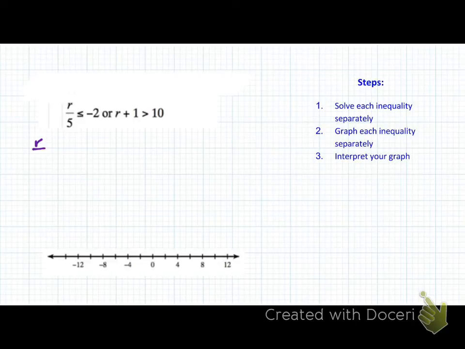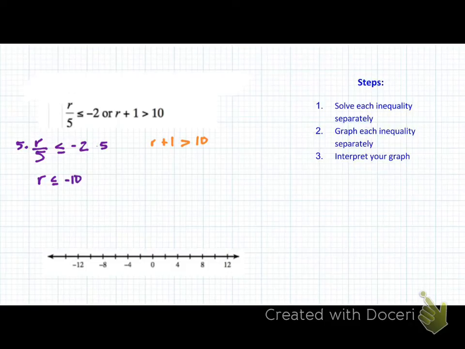So the first equation, I'm going to do this quickly. I'm just going to ask you for what you think. Okay, so I'm rewriting this. R plus 1 is greater than 10. Okay, first equation. Are there any subtraction signs by the r? Addition signs? Division signs. What's being divided? What's the opposite of divide by 5? Good. Multiply by 5 on both sides. Excellent. So we have r is less than or equal to negative 10.